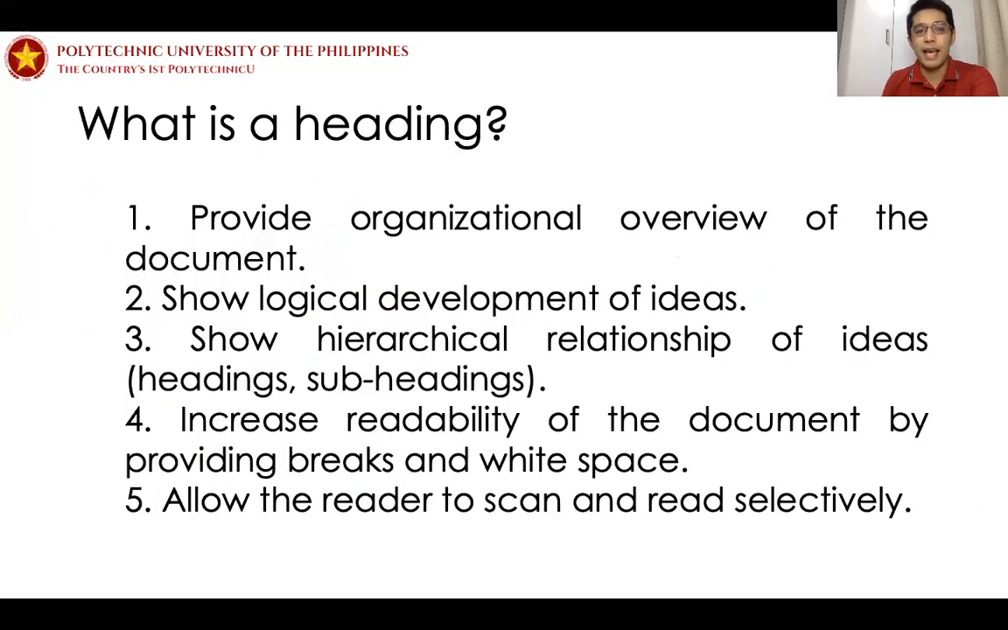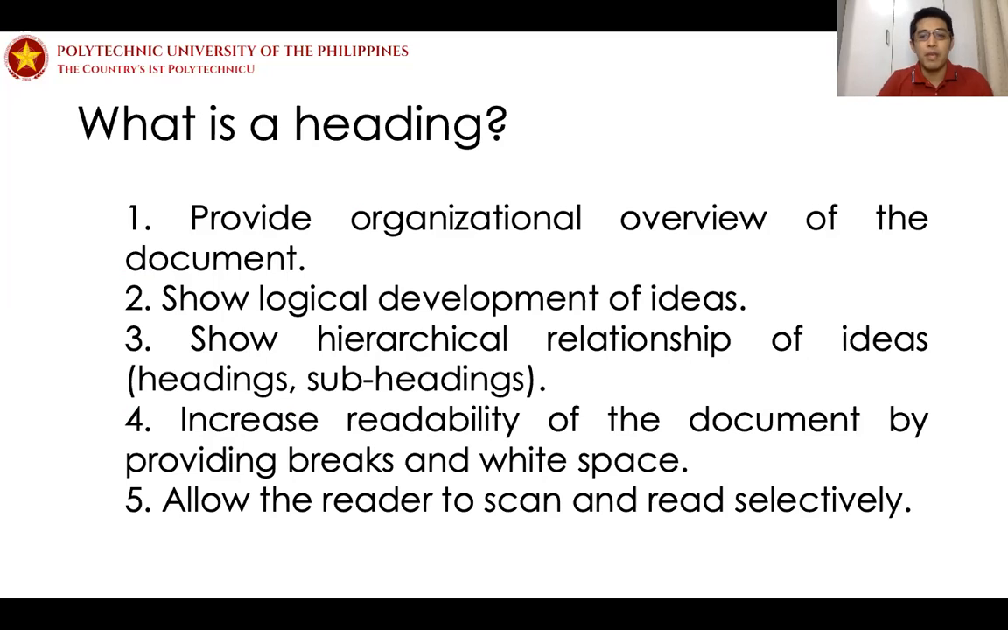Now, what is a heading? It provides an organizational view of the document. It shows logical development of ideas, shows hierarchical relationship of ideas, increases readability of the document by providing breaks and white space, and allows the reader to scan and read selectively.